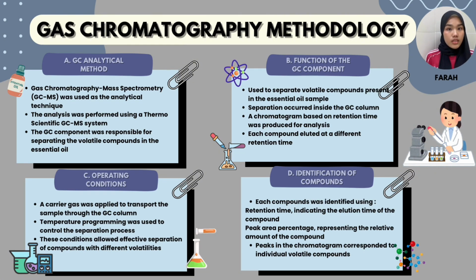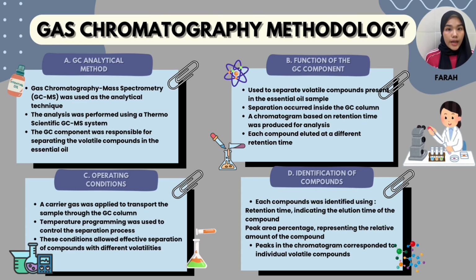Then, we move to the operating conditions. A carrier gas was used to transport the sample through the GC column. Temperature programming was also applied to control the separation process. This condition helped to achieve effective separation of compounds with different volatilities.